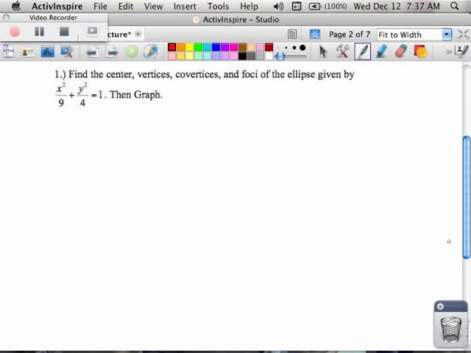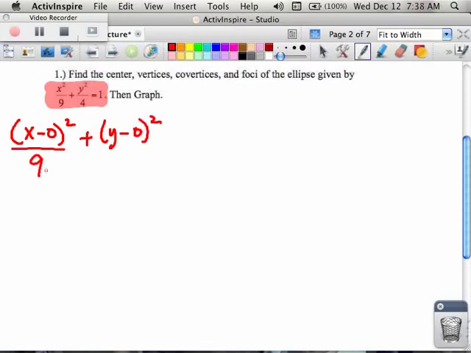When we do these, it's very helpful to put things in what we call standard form. So I'm going to rewrite the equation that you see right here in its standard form, even though it might be a little bit ridiculous. I'm going to write it as (x minus 0) squared over 9 plus (y minus 0) squared over 4, equal to 1. The 9 and the 4 are numbers being squared. The 9 is a squared, and the 4 is b squared.